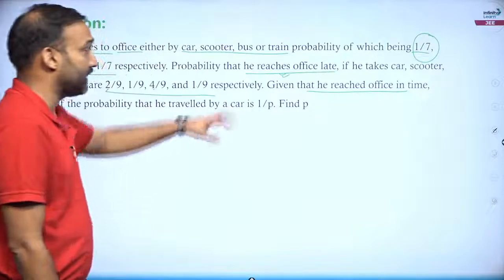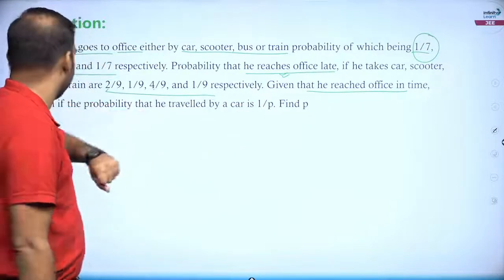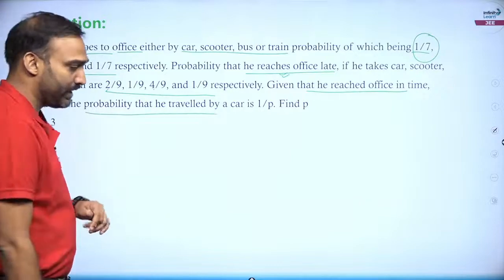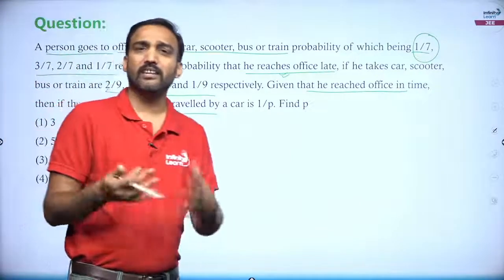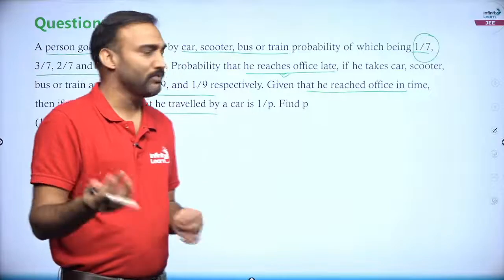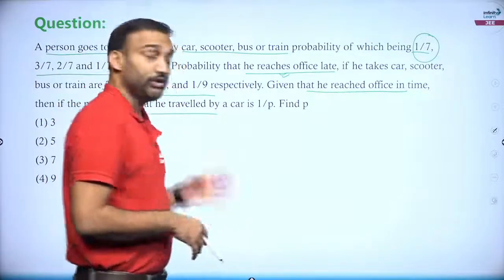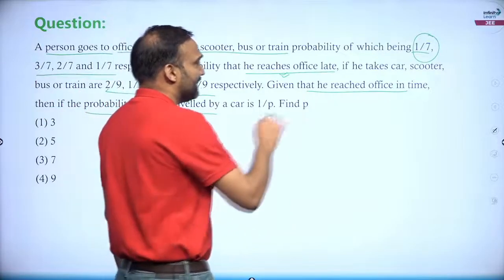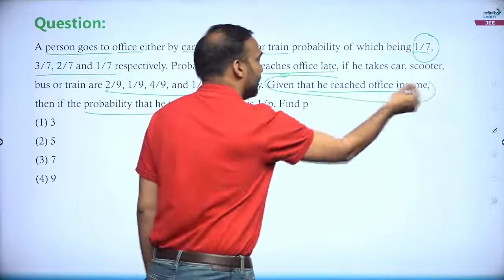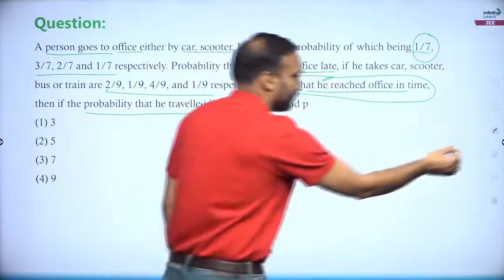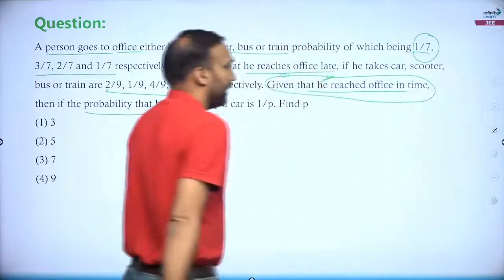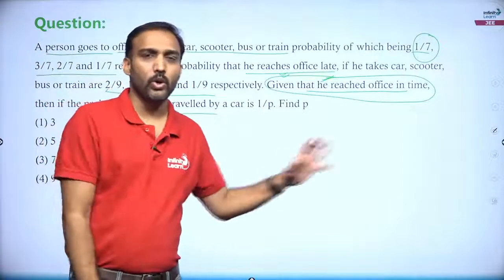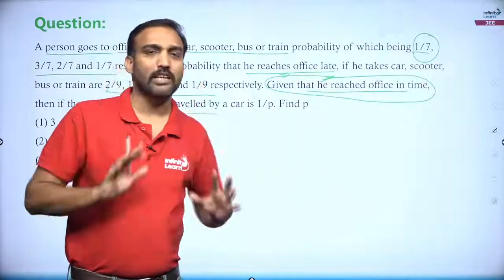So there is a condition given that he reached office in time. We have to find the probability that he travelled by the car, right? So it is based upon conditional probability or Bayes theorem, whatever you call it. We will solve it logically without using the Bayes theorem or the conditional theorem. Now it says this event has already occurred, right? The guy reached office in time. So this has already occurred. We know that this person has definitely reached office on time.